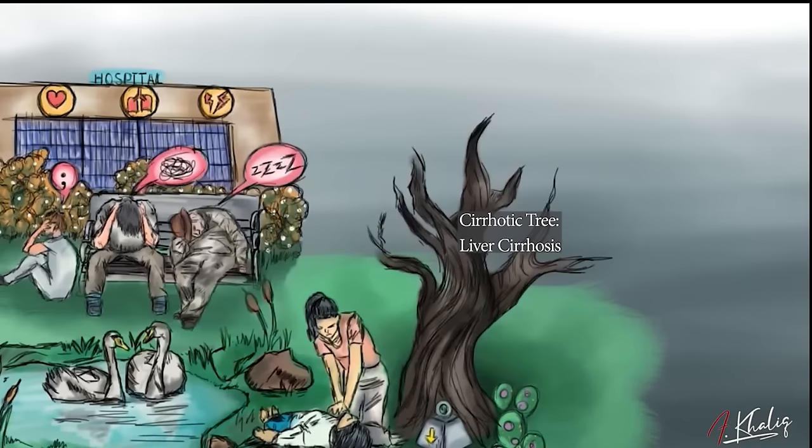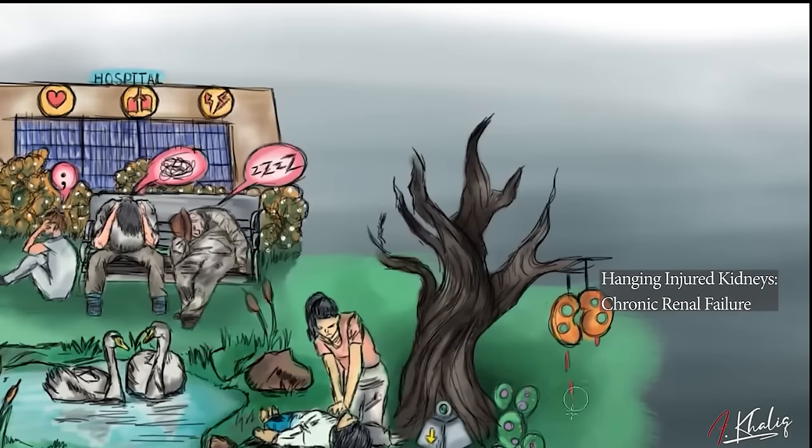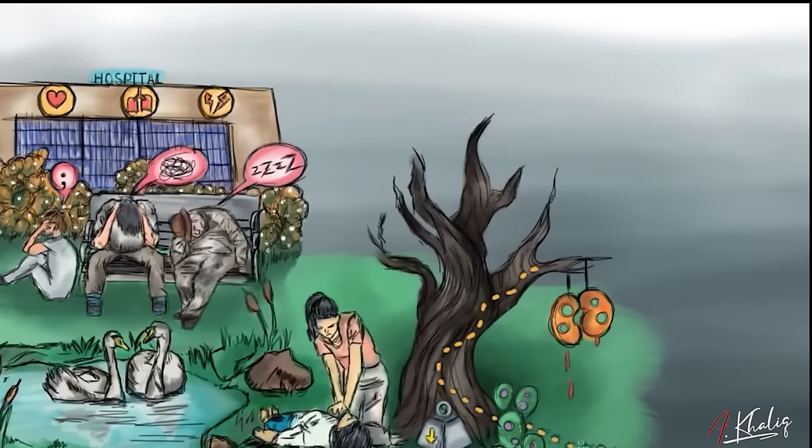Next, we can have weight loss in a patient with chronic renal failure, and you're going to ask about nausea, vomiting, and metallic taste of the mouth. And this chronic renal failure is represented by these hanging injured kidneys with the tree. Next up, worms infestation. Now you can really ask the patient if they can see worms in their stools. And here we're going to represent this worm infestation by these worms which are going above the tree.